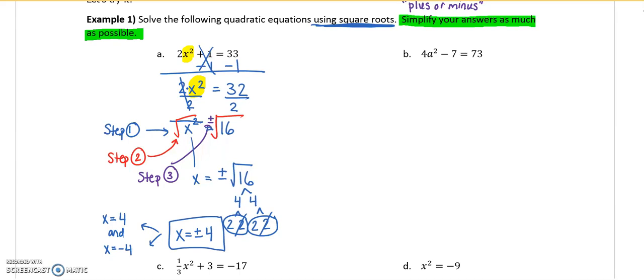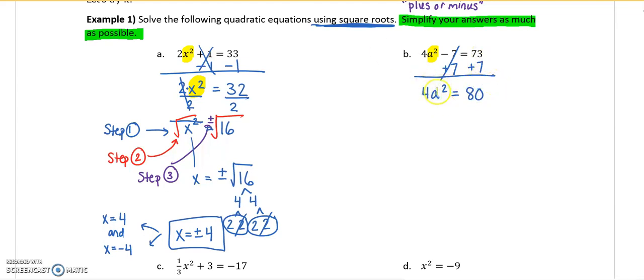Alright, let's try another problem. So, letter B, we've got 4a squared minus 7 equals 73. So same thing, the first thing I'm going to do is highlight the part that just says a squared. That's the part I want to get alone. So, I am going to get rid of the 4 and the minus 7. I always get rid of addition and subtraction first, so I'm going to add 7 to both sides. And that'll give me 80 on the other side.